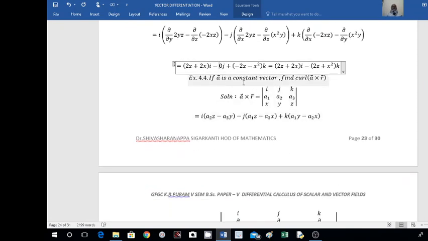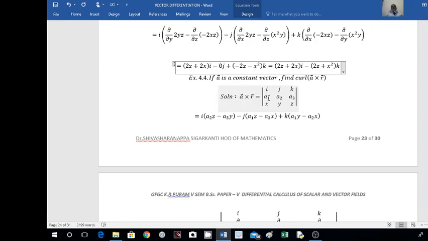If A is a constant vector, find curl of A cross R. Okay. Now here A is a constant vector. Let me take vector A as A1 i plus A2 j plus A3 k. First I will find out A cross R. The cross product of two vectors is given by the value of the determinant, where the first row is i, j, k. Second row is the components of A, that is A1, A2, A3. Third row components of R. R is nothing but xi plus yj plus zk. Therefore, this becomes x, y, z.